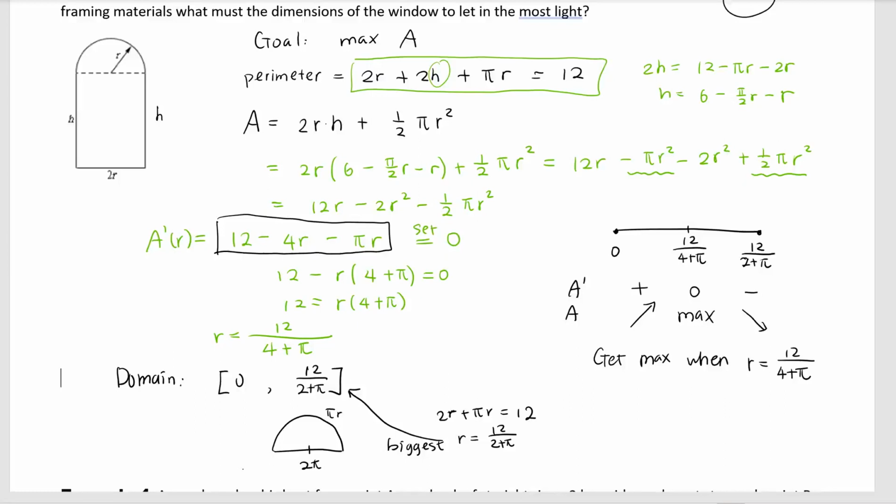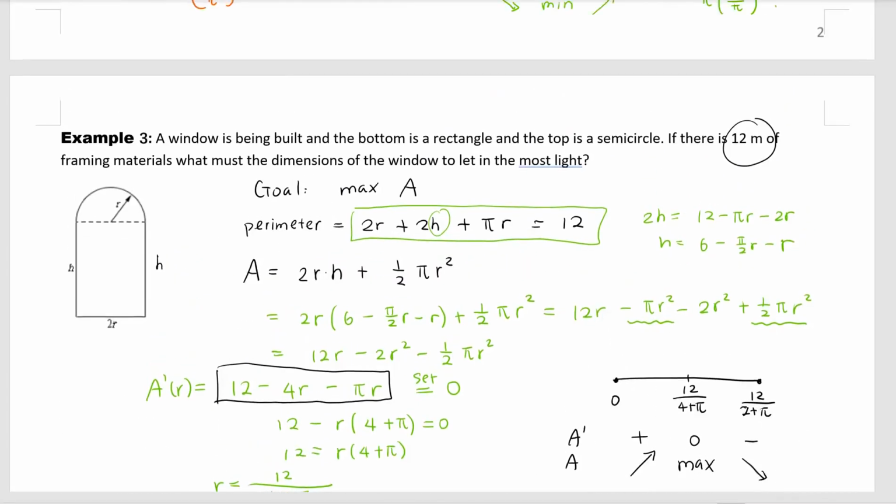And the H, what is H? Well, H is this guy, right? So H is 6 minus pi over 2. R is 12 over 4 plus pi minus R, 12 over 4 plus pi. Okay, so you can leave it like that, or you can put this in your calculator. All right. So that is example 3.